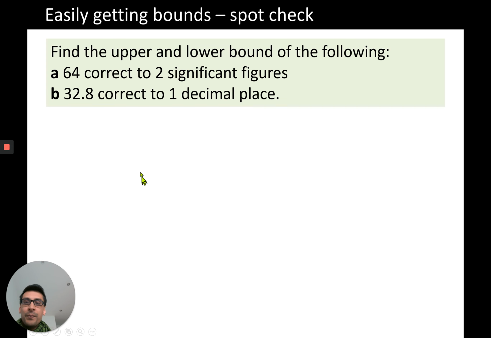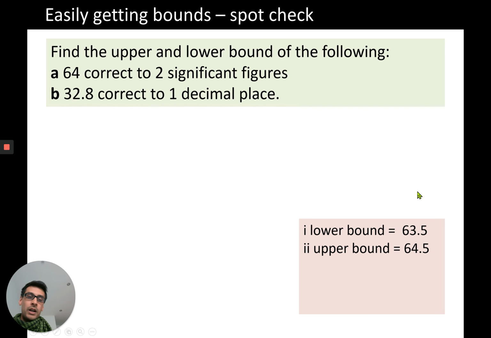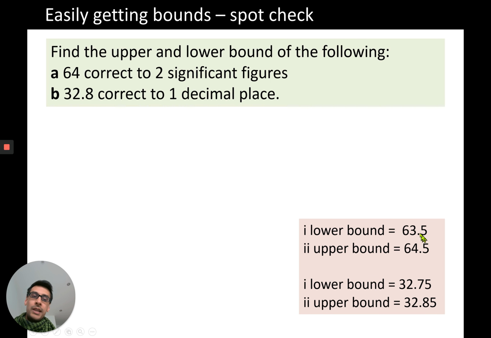Okay, just do a quick spot check. I want you to work out the upper and lower bounds for A and for B, and I'm going to show you the answers in 2 seconds. Okay, so the answers for this should be 63.5 is the lower bound, 64.5 is the upper bound. And then for part B, 32.75 and 32.85.